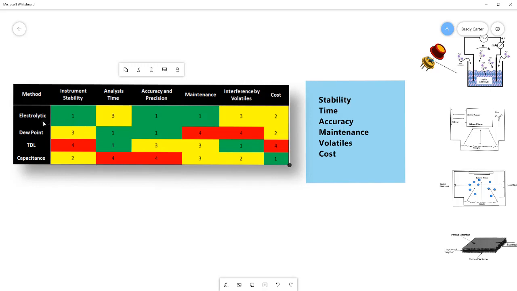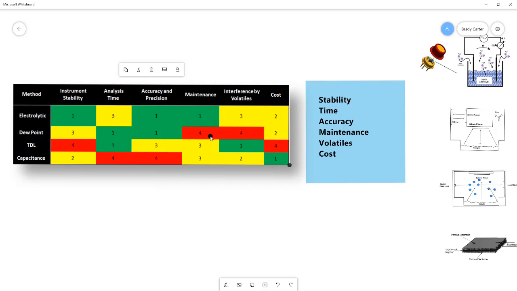So for the electrolytic sensor, stability is a very high positive, as well as accuracy and precision and maintenance because of its tendency to not be affected by contamination. But it's a slower analysis time. It will always be slower than the dew point and TDL, and it is susceptible to volatiles. Meanwhile, the dew point gets high rankings for analysis time, the fastest method, and is very accurate as long as it's maintained, but the high level of maintenance required and the fact that certain volatiles it cannot read at all are the negatives for that particular method.